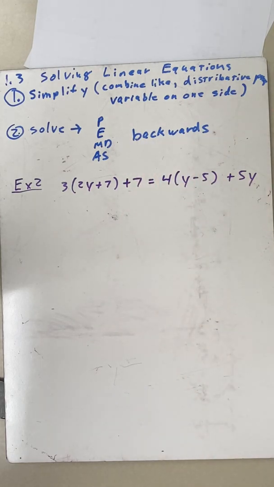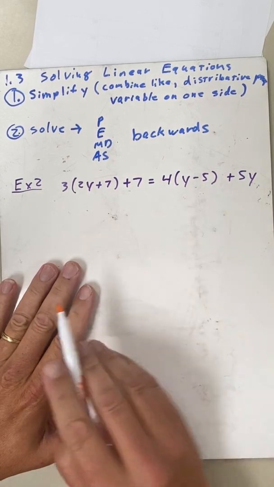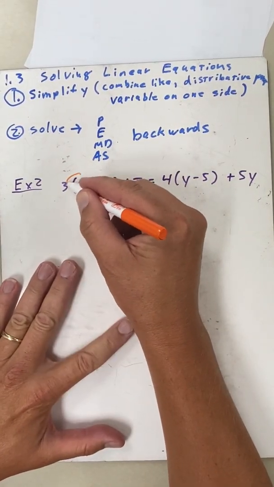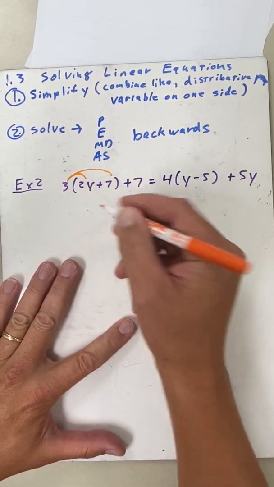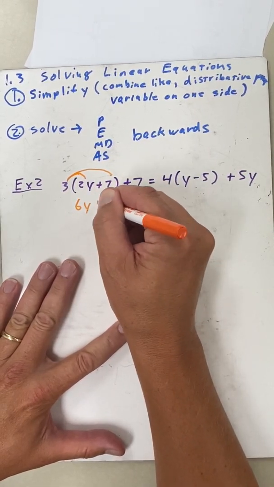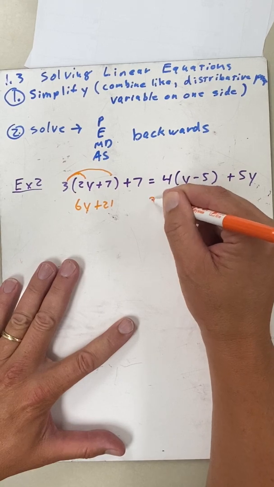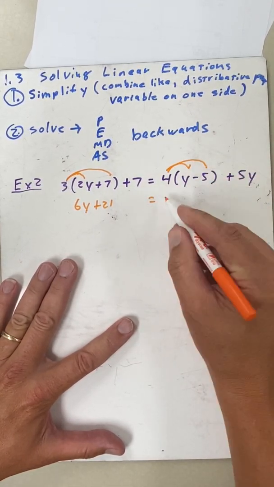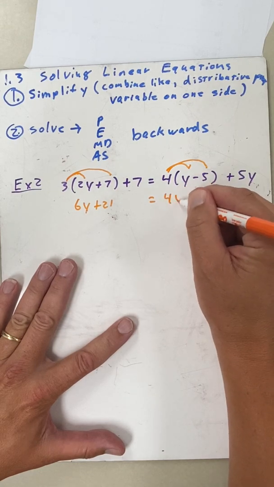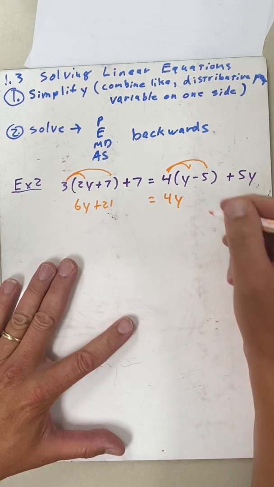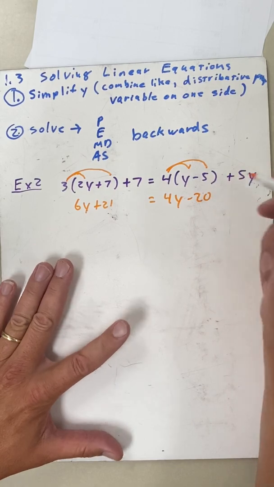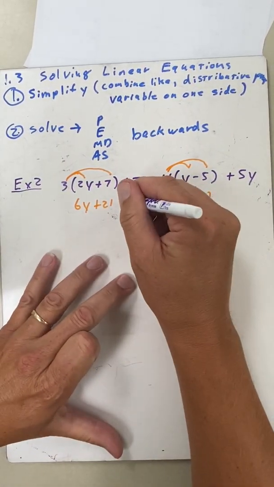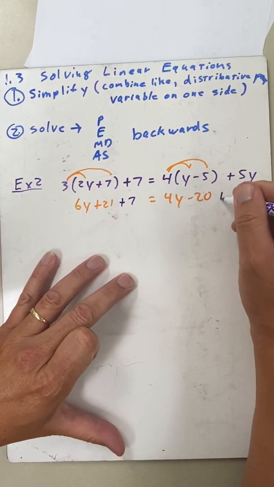Looking at this right now, my first thought is, hey, I need to get rid of these parentheses. I need to distribute. So when I do that, I'm gonna take the 3 times each of these. I'll get 6y plus 21. All right, then I'm gonna distribute over here as well. 4 times y, 4y, and then 4 times -5 is -20. And as I do that, these were not in the parentheses, so we're just gonna rewrite them. Boom.